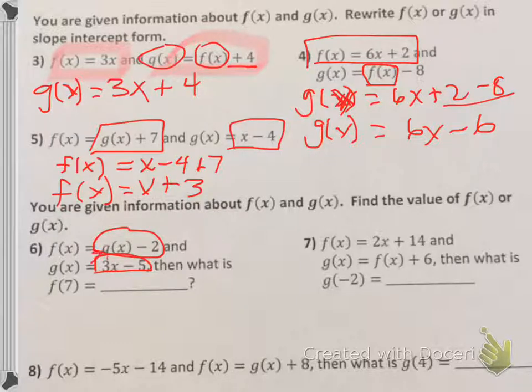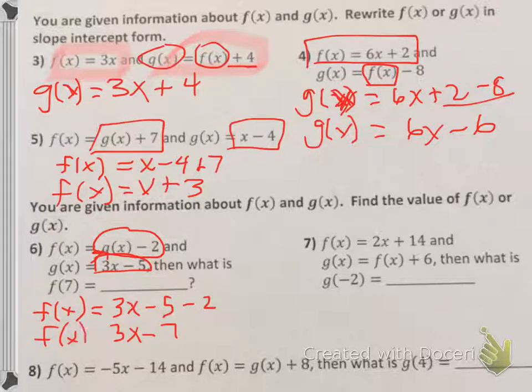So I'm going to substitute that in place of g of x. So f of x equals g of x, which happens to be 3x minus 5, minus 2. So I get 3x minus 7 for my f of x value. I now need to find f of 7, which means I'm substituting 7 in. So 3 times 7 minus 7, so 21 minus 7, which happens to be the number 14. So 14 is going to be my solution there.